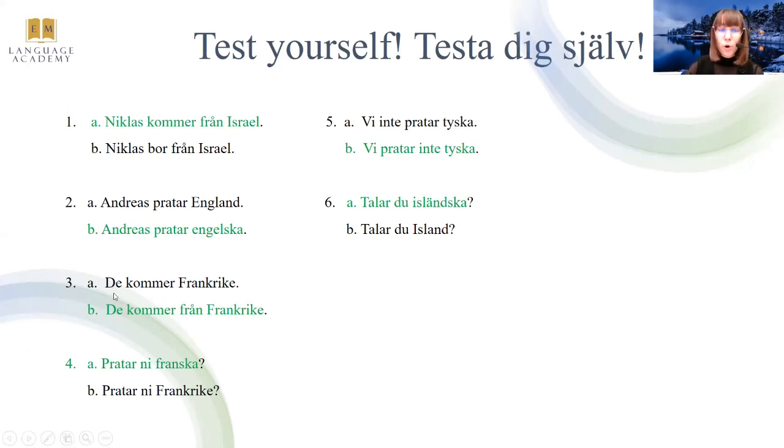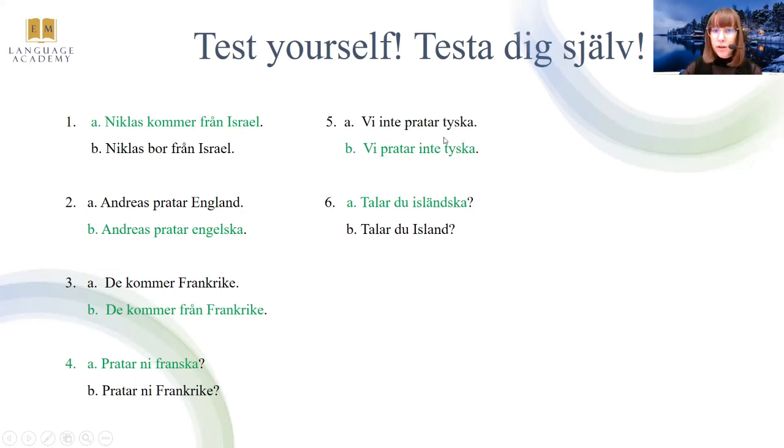Number 3. De kommer från Frankrike, right? Yes, we have to use the preposition från. Number 4. Pratar ni franska? Pratar ni Frankrike? Do you speak France? Does not make sense. Therefore, we use franska. Pratar ni franska? Number 5.